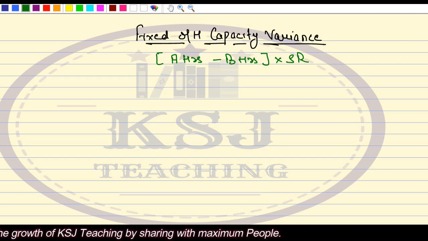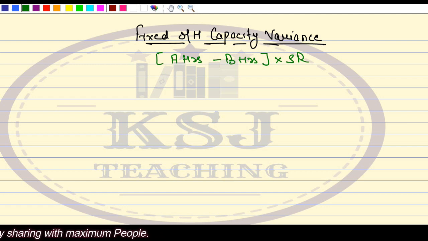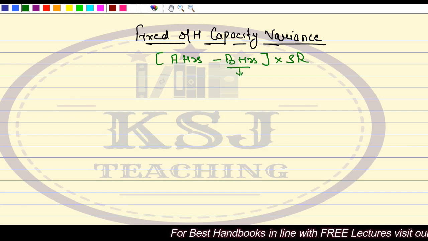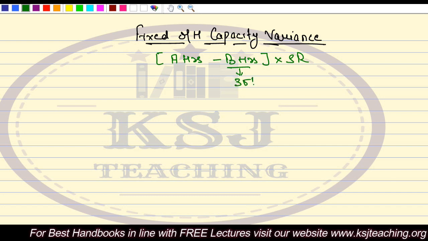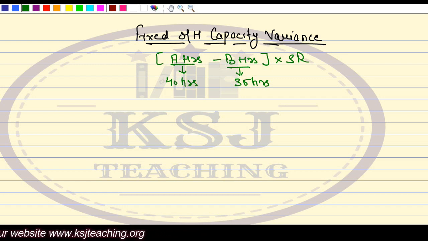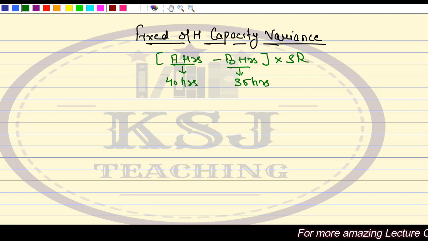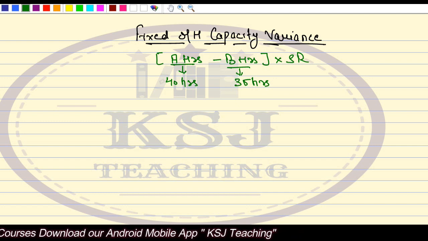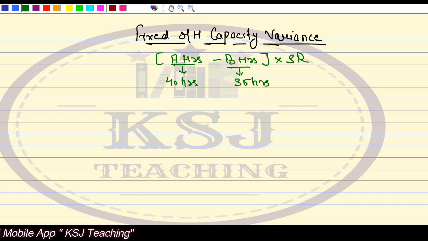What do actual hours and budgeted hours signify? Budgeted hours is what we thought of, the number of hours the worker can work. We say that in a particular month, a worker can work for only 35 hours, but actually he is working for 40 hours. So we say his capacity is more than what we thought of. That's good, right? If he has the capacity of working an extra 5 hours, that means he can do more production. That will be beneficial for us, right? That is why we say actual hours minus budgeted hours. It is beneficial if the actual hours are more than the budgeted hours.